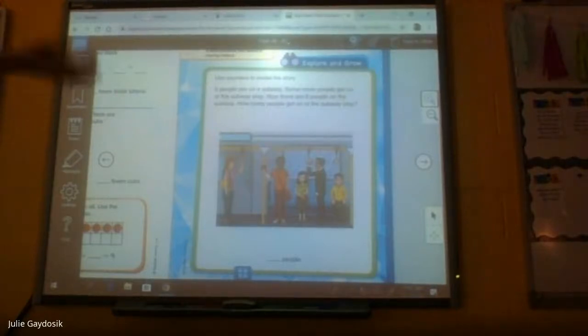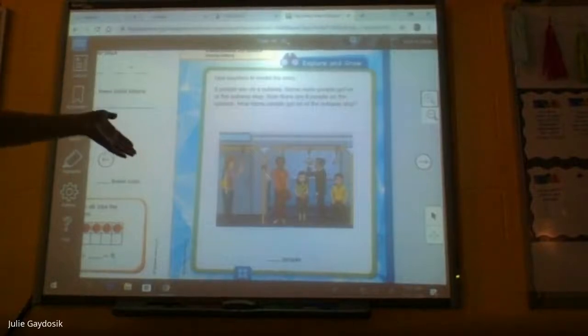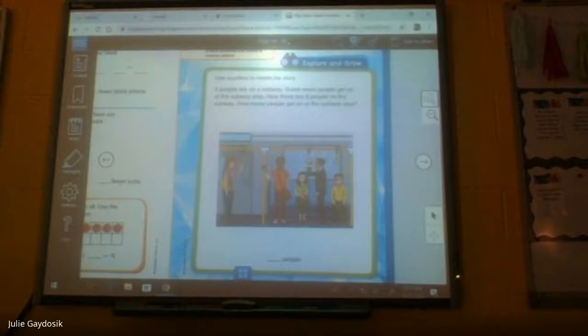So if you're looking at this picture, this says use counters to model the story. 5 people are on a subway. Some more people get on at the subway stop. Now there are 8 people on the subway. How many people got on the subway stop?